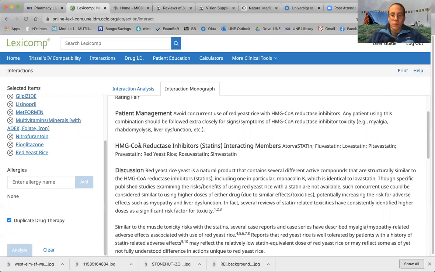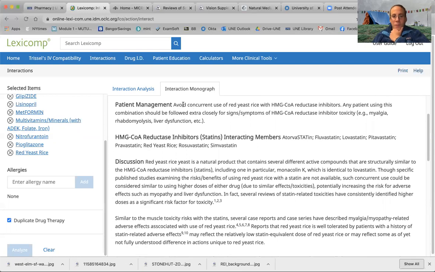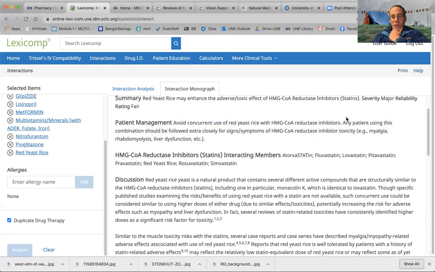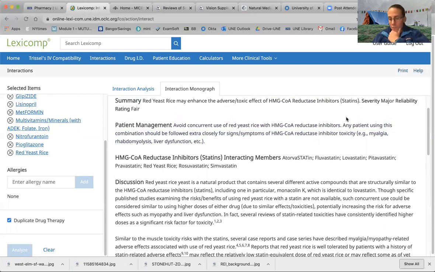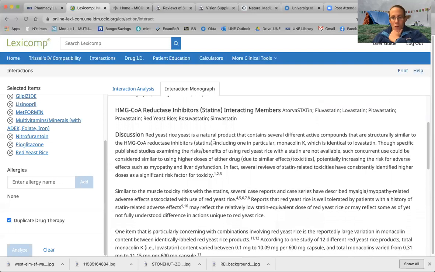Generally speaking, I don't like having anything that's an X-rated interaction here, and I'd like to understand what's going on. So you can go to what you should be doing for your patient and how to monitor it. And we see that basically, avoid concurrent use. Any patient using this combination should be followed extra closely for signs and symptoms. So this is not like the drug interaction will kill you, but we are at much higher risk of toxicity here. And let's try to understand why.